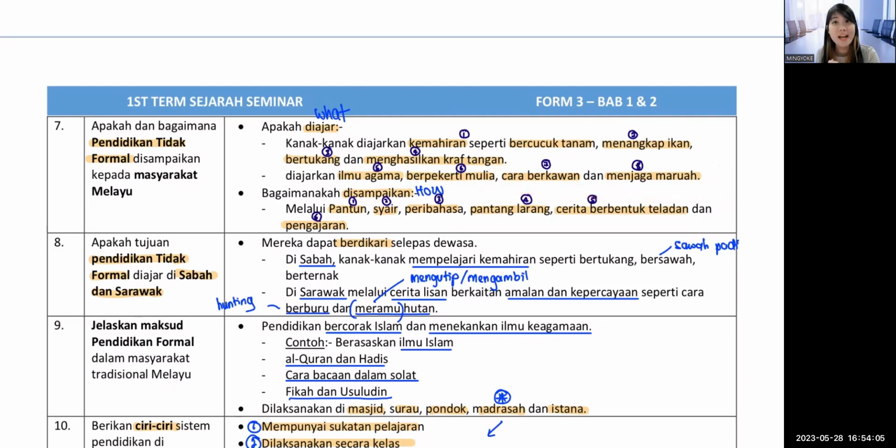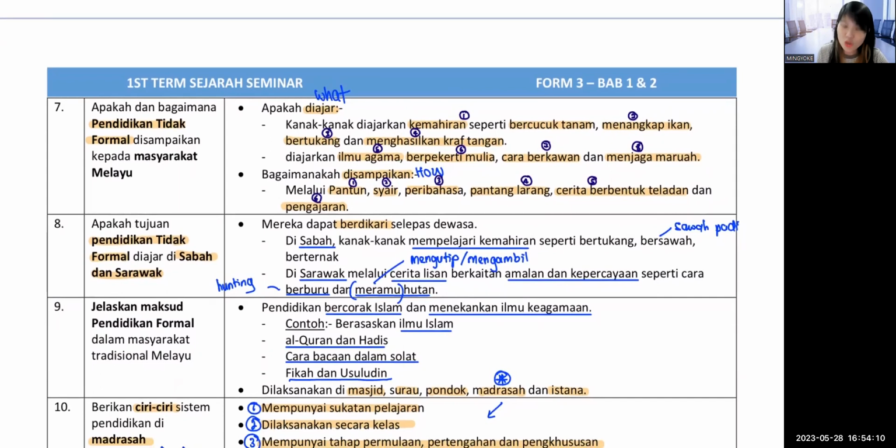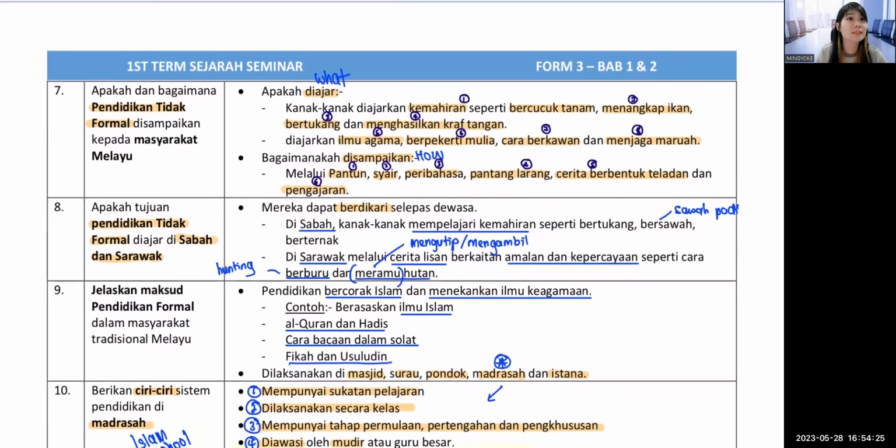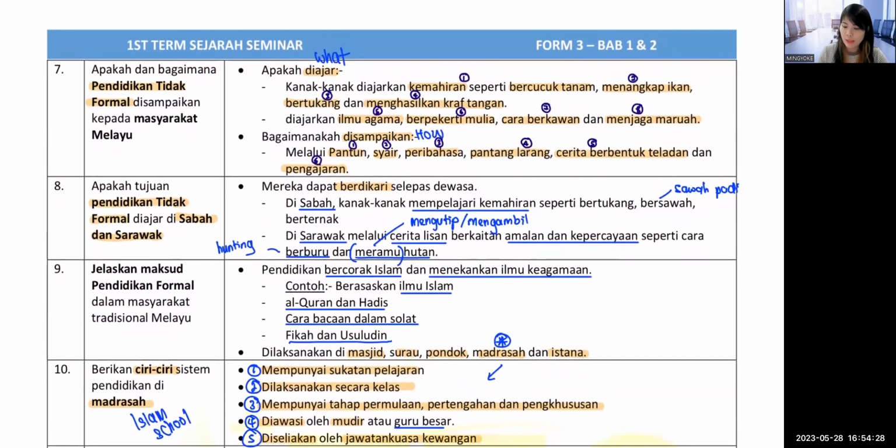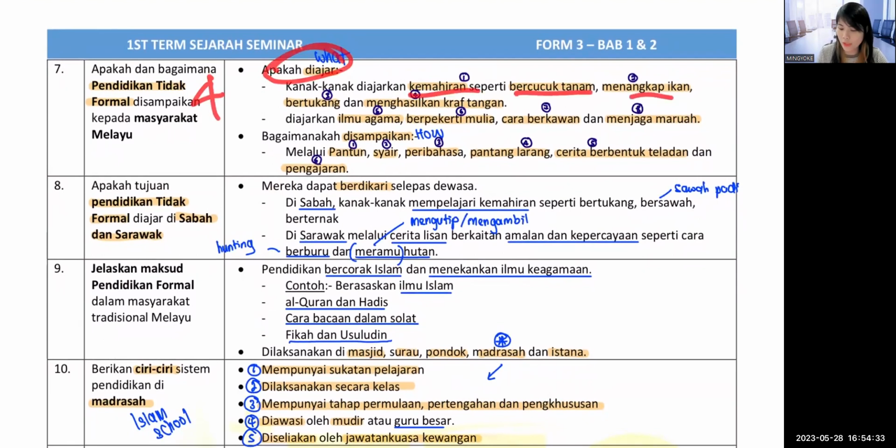Okay. Then after that, what else? How do you convey? Pendidikan tidak formal is through pantun, syair, peribahasa, pantang larang, or cerita berbentuk teladan, or pengajaran. Understand? Easy, okay. The only thing is because in exam, if they give you 4 marks, ask you what, you just give 4, 1, 2, 3, 4. And if they ask you how, then 4 marks, then you give 1, 2, 3, 4. But usually this type of question, usually 2 marks, like this one.